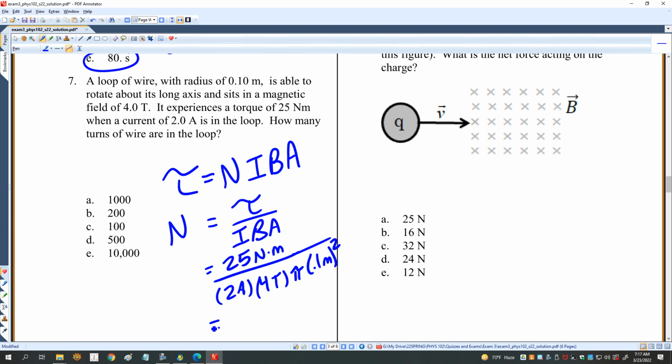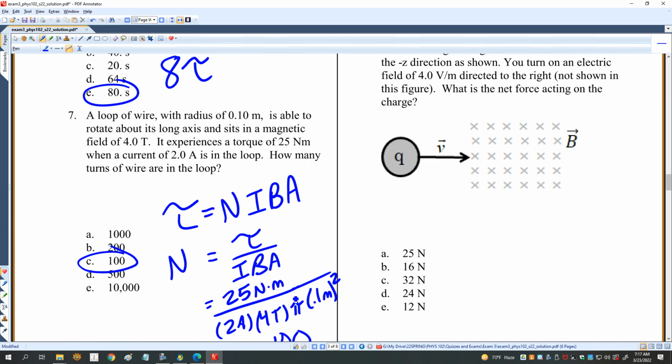All right, and I get 99 or 100 turns. So I get 99, but that rounds up. Yeah, we'll say that it's 100.